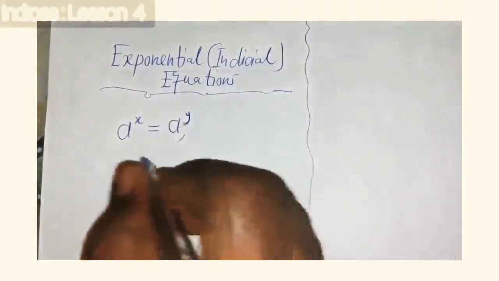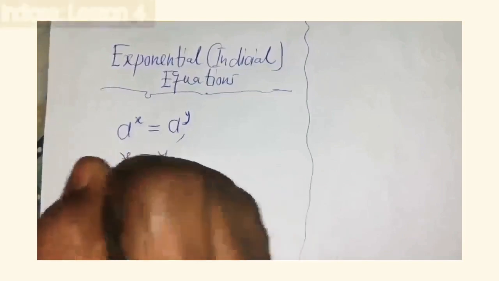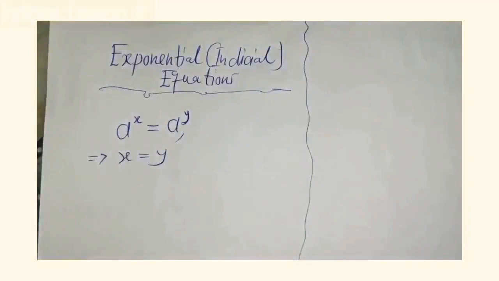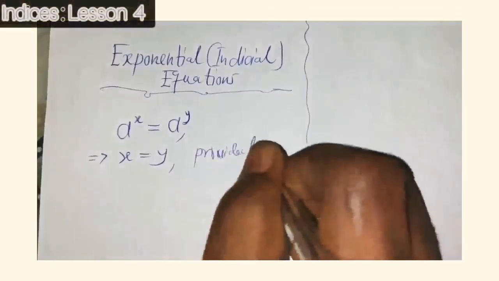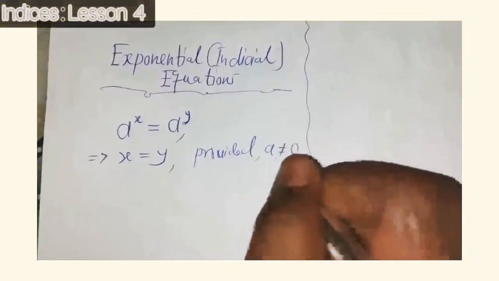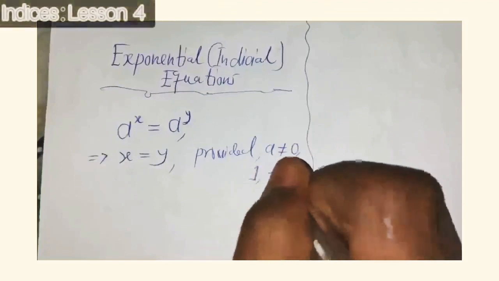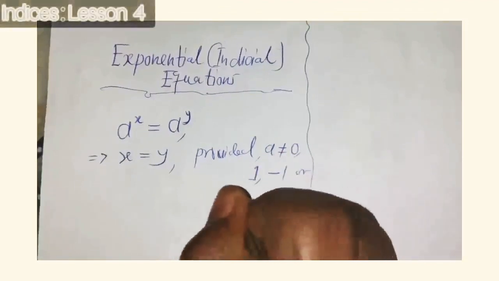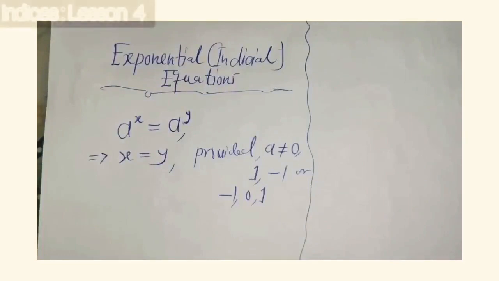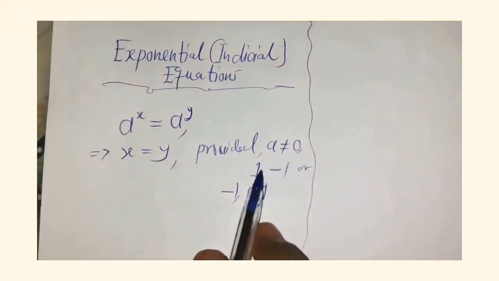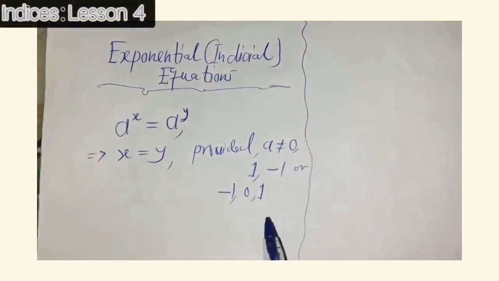Therefore, we can say that x is equal to y. You can make that implication, but the condition here is that provided a is not equal to 0, 1 or -1, or better still -1, 0 and 1. Provided a is none of these integers, we can solve for the unknown variables or quantities. That's why exponential equations are equations which have the variable or unknown quantity as an index or exponent. So provided a is not equal to 0, 1 or -1, that is what we need to know.